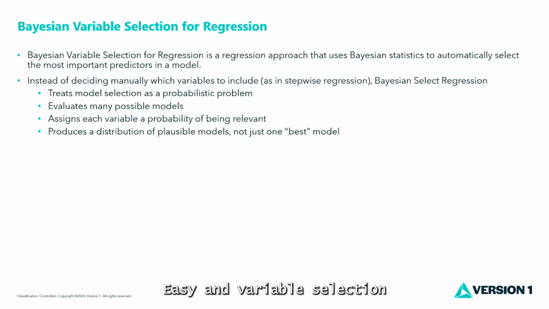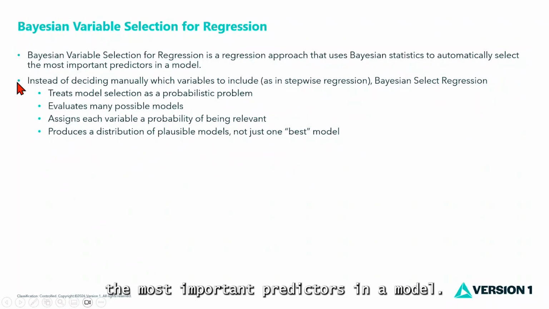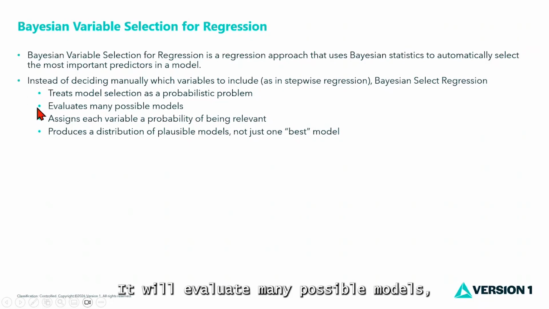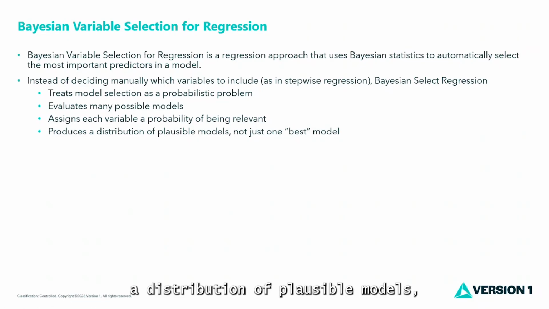Bayesian variable selection for regression is a regression approach that uses Bayesian statistics to automatically select the most important predictors in a model. So instead of deciding manually which variables to include, the procedure treats model selection as a probabilistic problem. It will evaluate many possible models, and it assigns each variable a probability of being relevant. And it produces a distribution of plausible models, not just one best model.